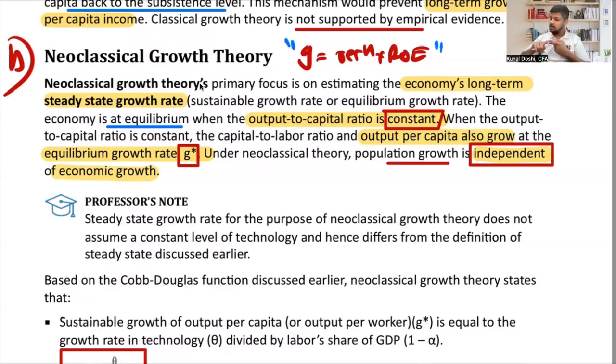I'll repeat. The growth is constant, right? And the population growth is independent of the economic growth. We are not connecting the two here. That is what the neoclassical theory says.